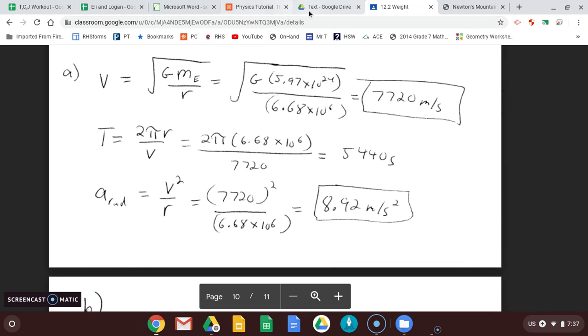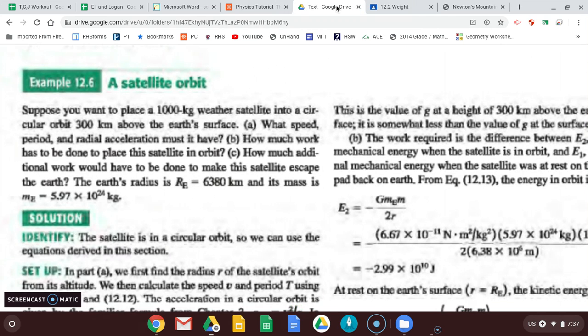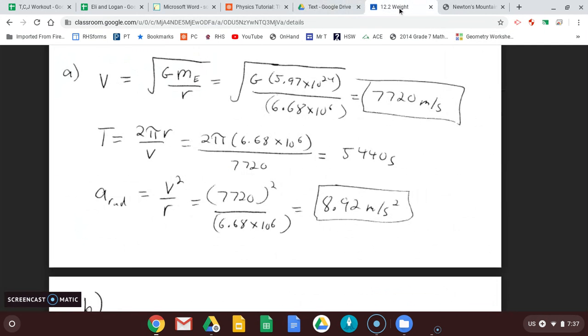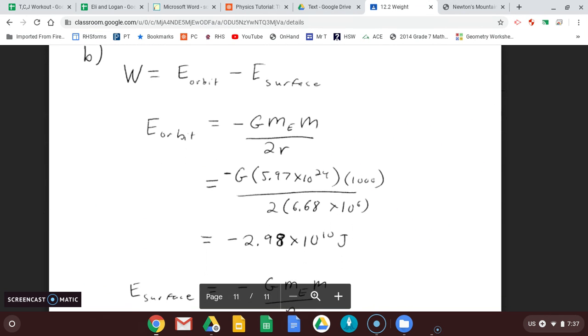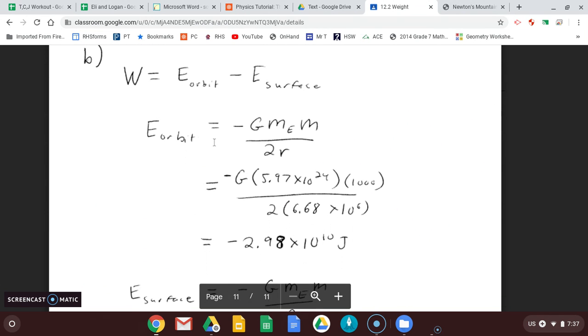Let's go on and see what part B has. How much work has to be done to place this satellite in orbit? Again, I just saw the work equation, so we will need the total mechanical energy at the surface and in orbit, like the equation states.